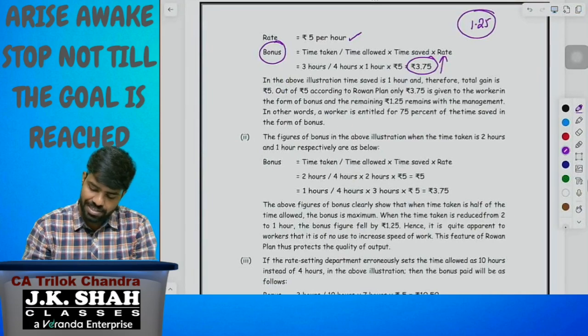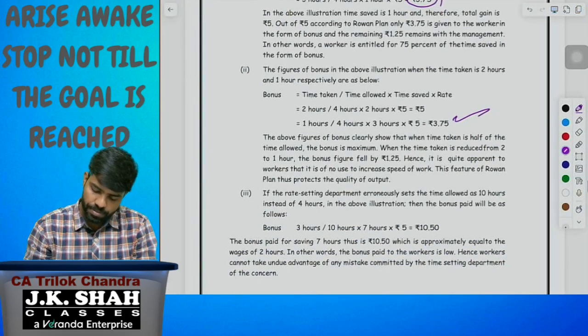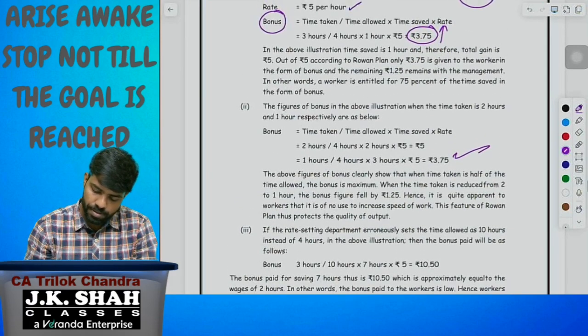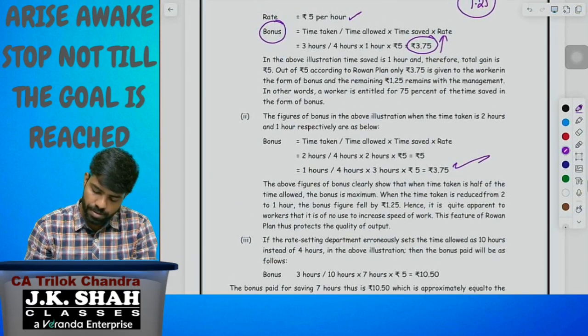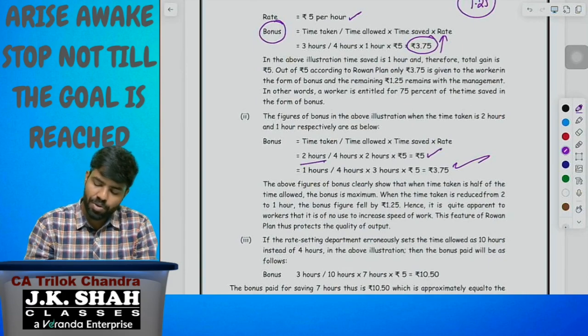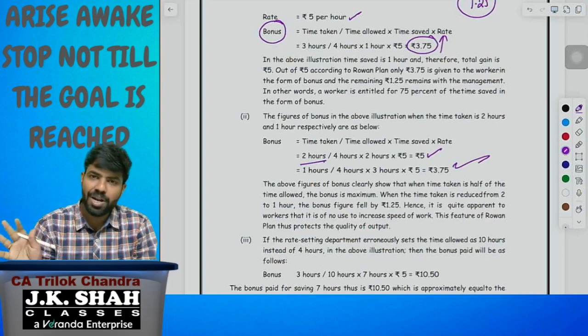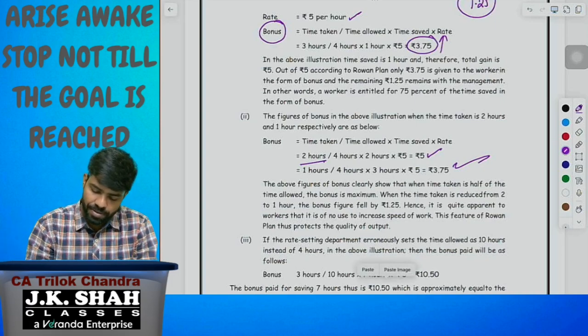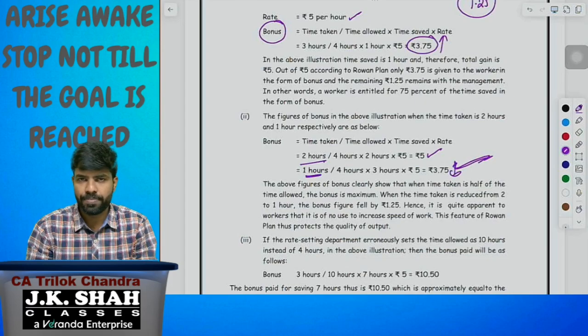here they have given the calculations. Next. Here they give 2 hours as time taken. Maximum bonus possible is 5 rupees. Even if they save more than that, the maximum bonus will not exceed 5 rupees. See here, time taken is only 1 hour. By taking time taken as 1 hour, they are getting 3.75, which is less than 5 rupees.